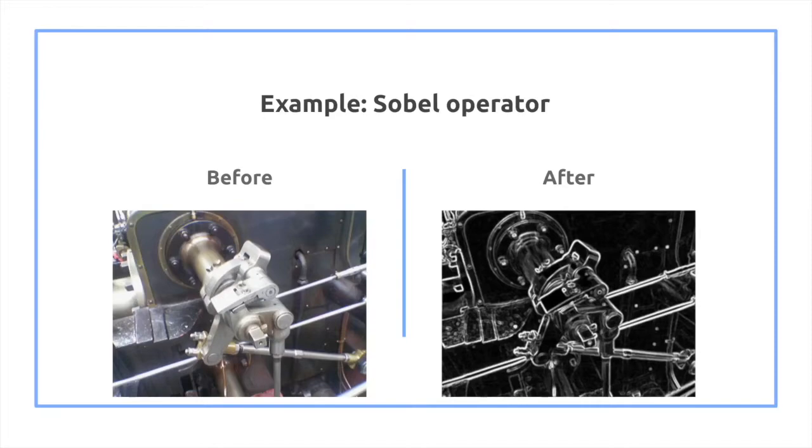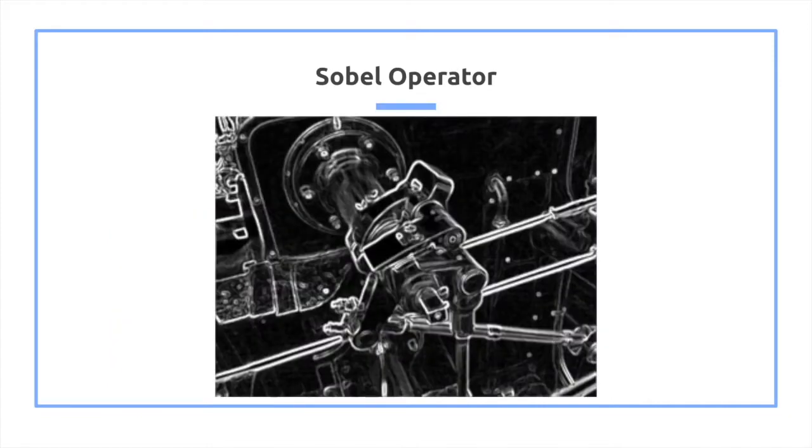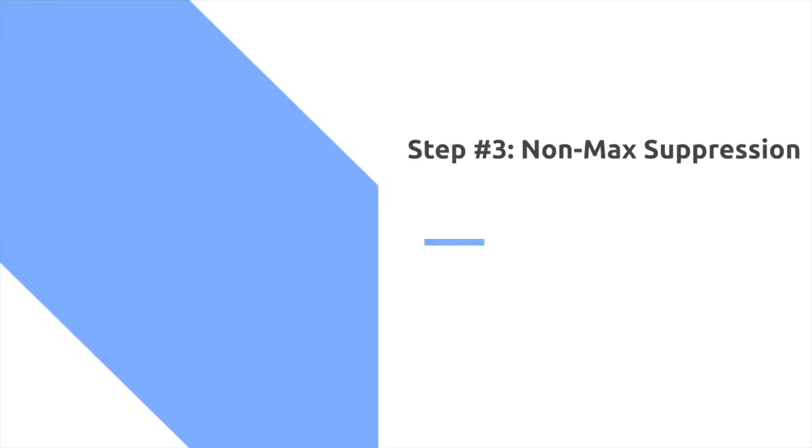Here's an example of the Sobel operator in action. We have this image and here we get these nice contours, and we actually already have edges. But if you look more closely, some of them are thick, and maybe we'd want to get more precisely what the edges are. Now how do we do this? This will be the next steps.